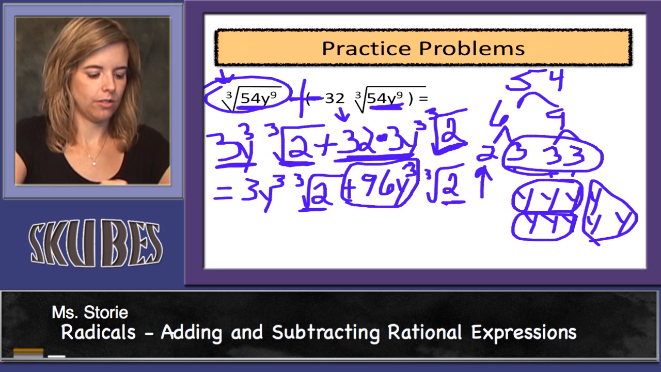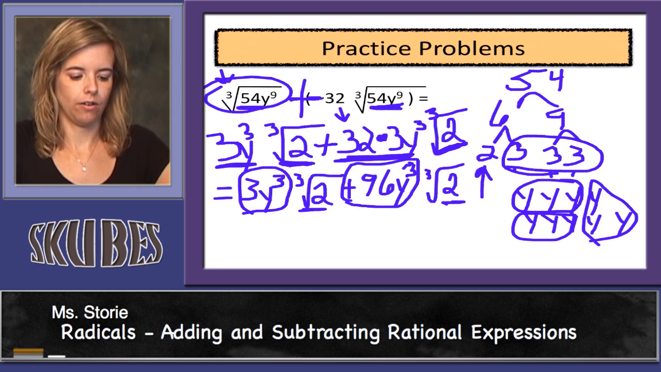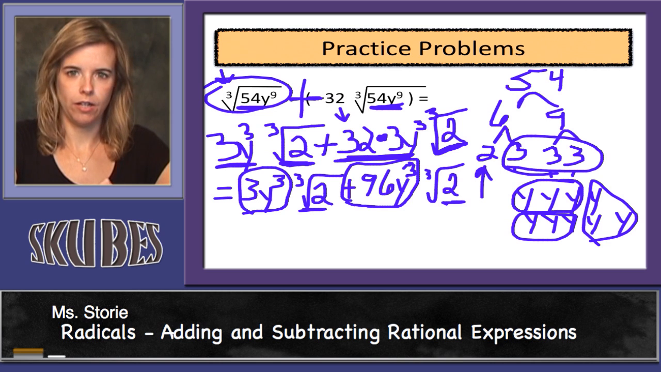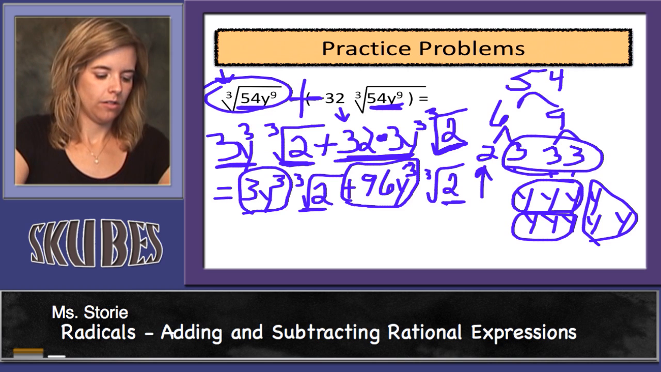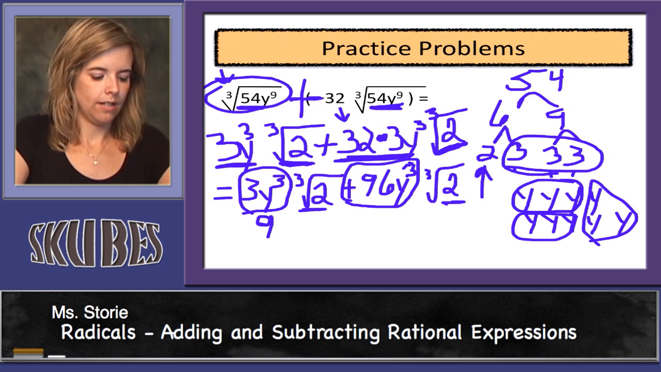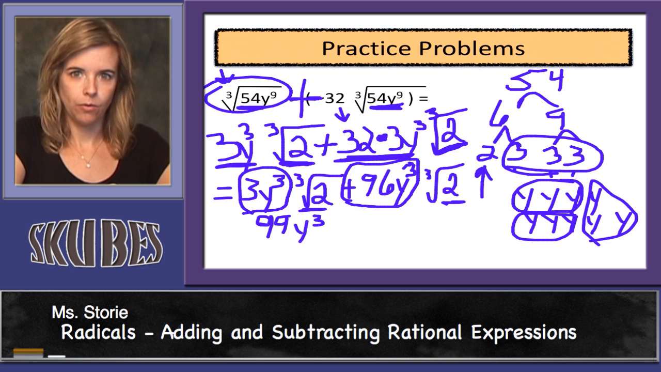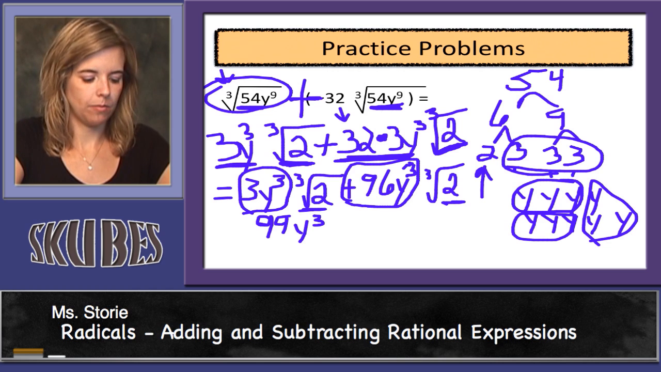It means to add these guys right here. They're like terms as well, so we can add them. We've got y cubed and y cubed. We have 3 of them, then we add 96 to it, so we've got 99y cubed. Remember, when you add with exponents, they don't change, you just recopy.